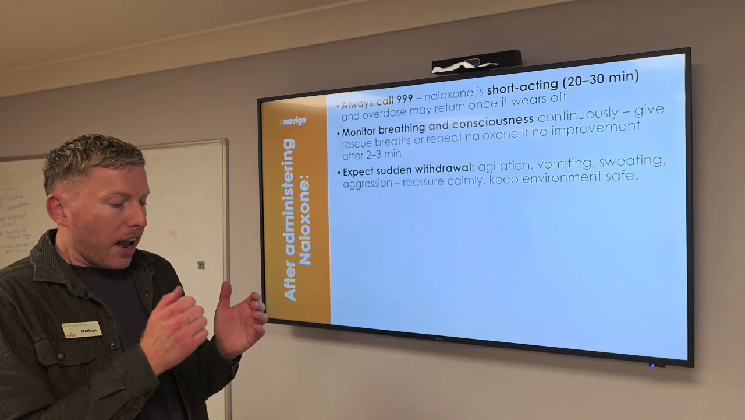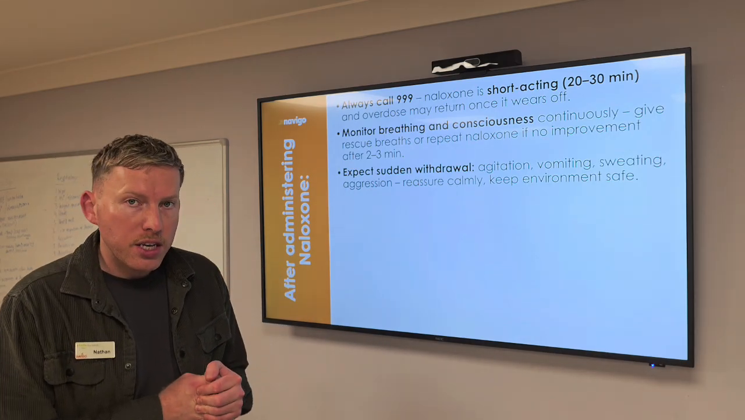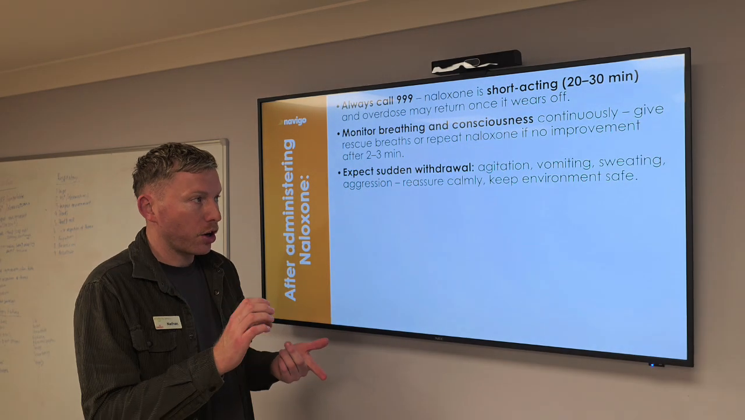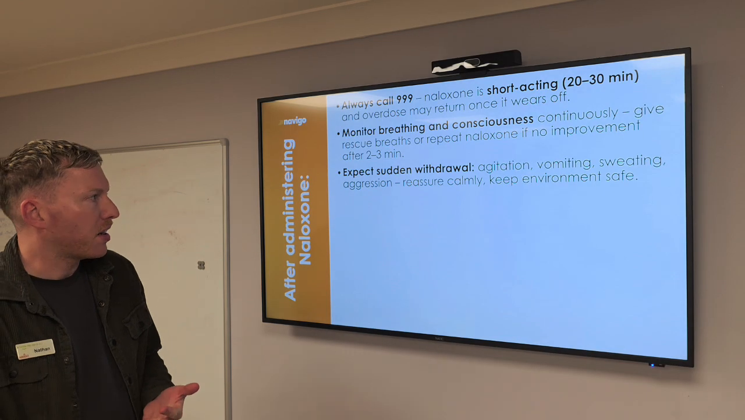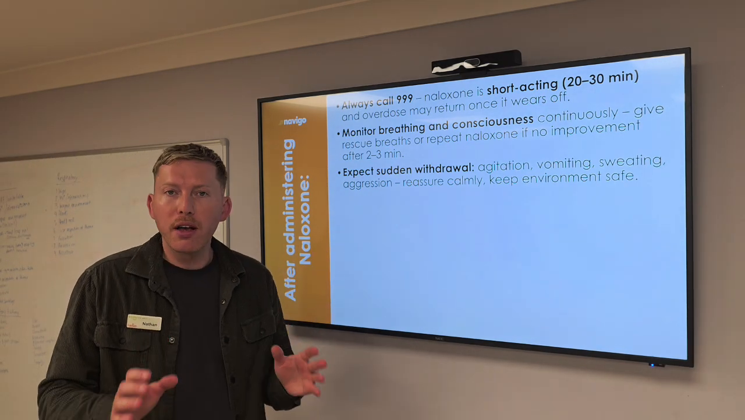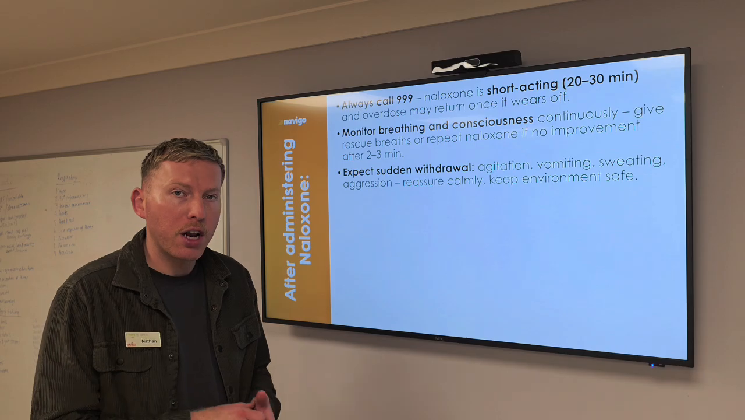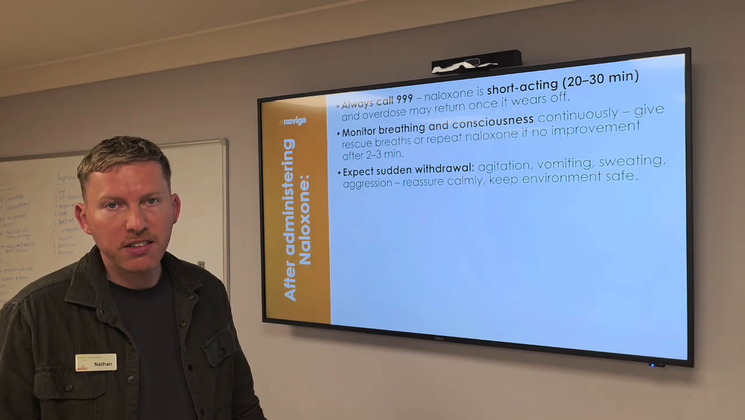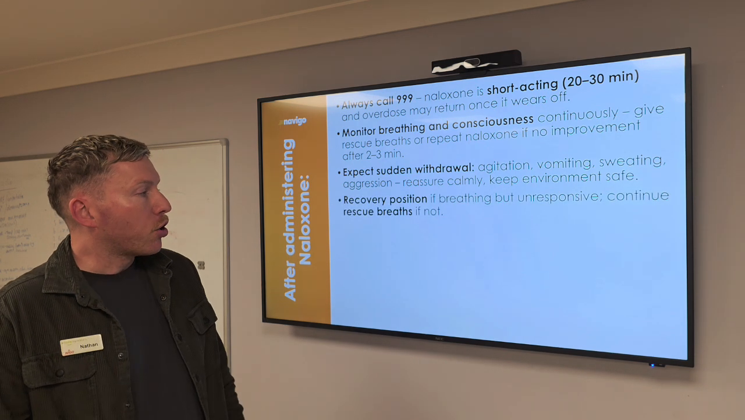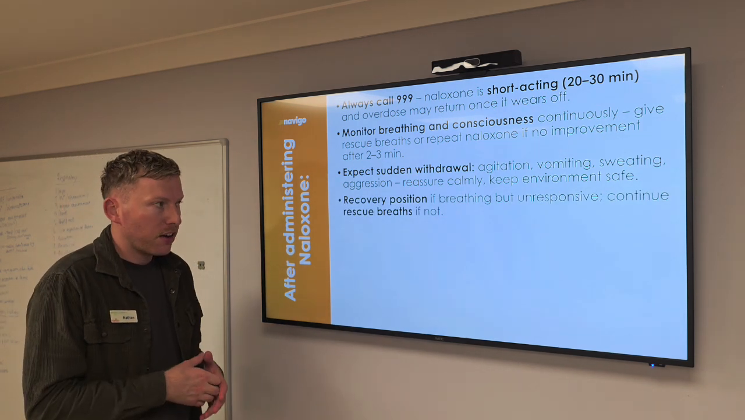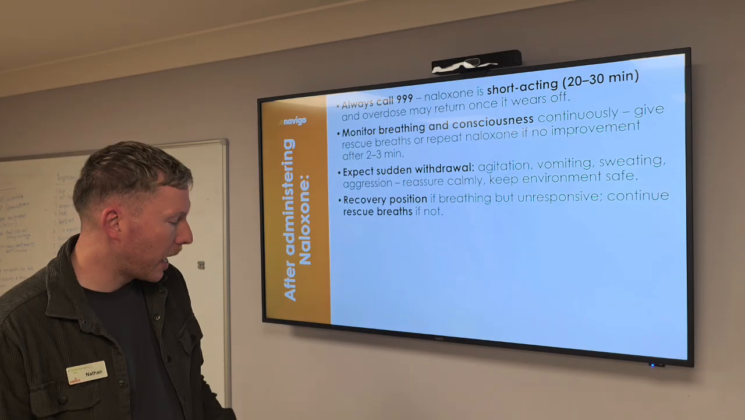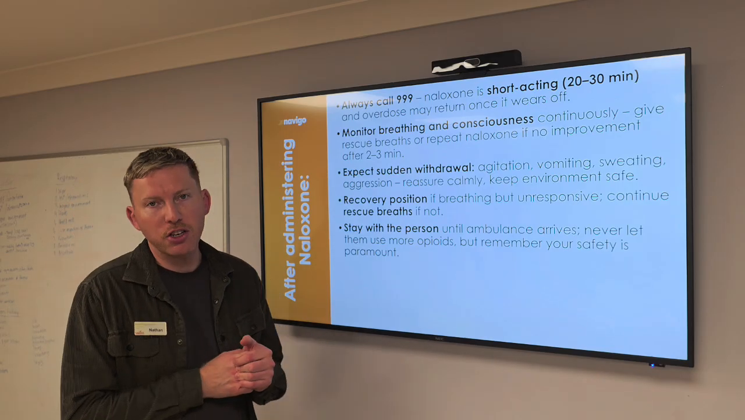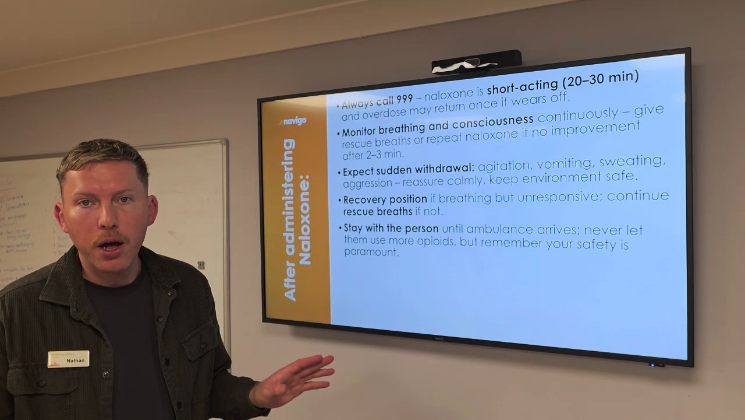If your naloxone works, it's effective, so you are supporting someone who's had an opiate overdose, expect withdrawal. So you're going to see agitation, vomiting, sweating, aggression. Reassure calmly, please, your safety is paramount. If you cannot safely reassure that person, step back, watch from afar, and just report to emergency services what you are seeing. Use the recovery position if they're breathing but unresponsive. If they're not breathing, continue with CPR and rescue breaths. Stay with the person, but like I say, expect agitation, step back, completely remove yourself if needed.